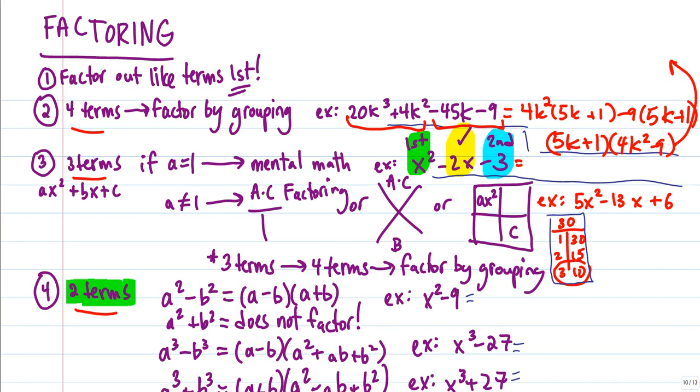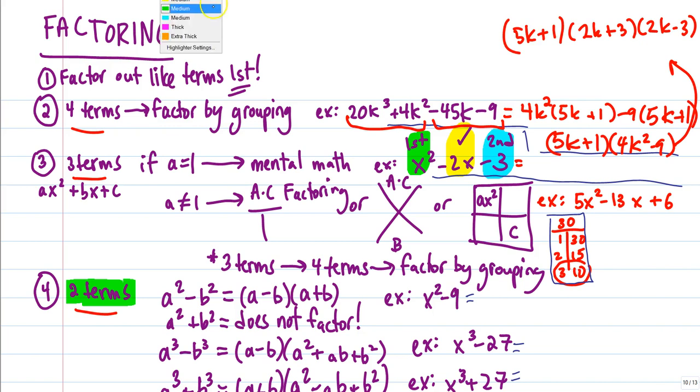Do verify that 4k squared minus 9 does factor further. This is actually a really good example of just verifying. This is a binomial. So what ends up happening is 4k squared minus 9 becomes 2k plus 3 times 2k minus 3, and then bring up the 5k plus 1. This is a really good example because it reminds us that this can still be factored. So make sure that you verify those.